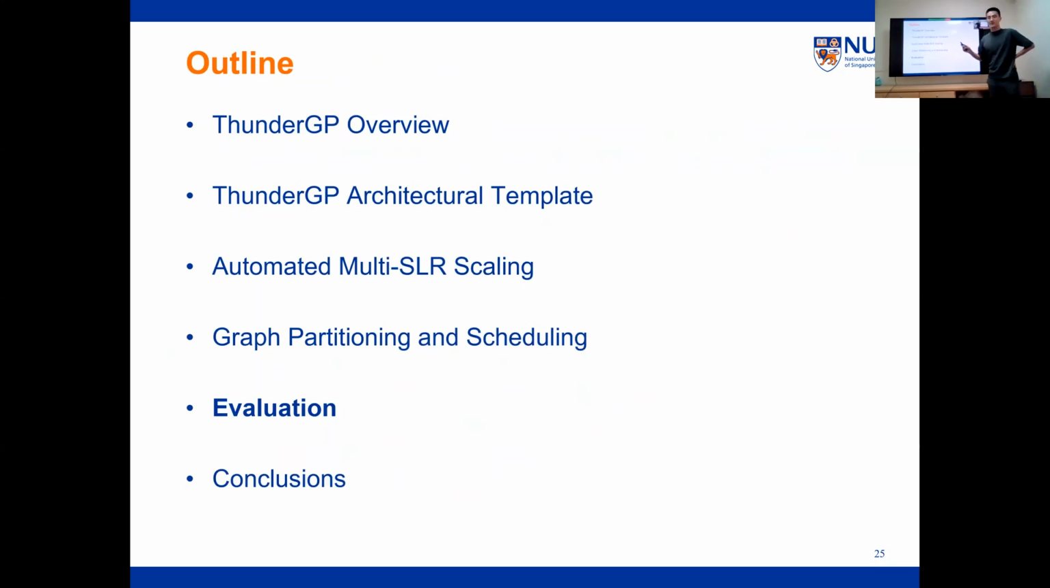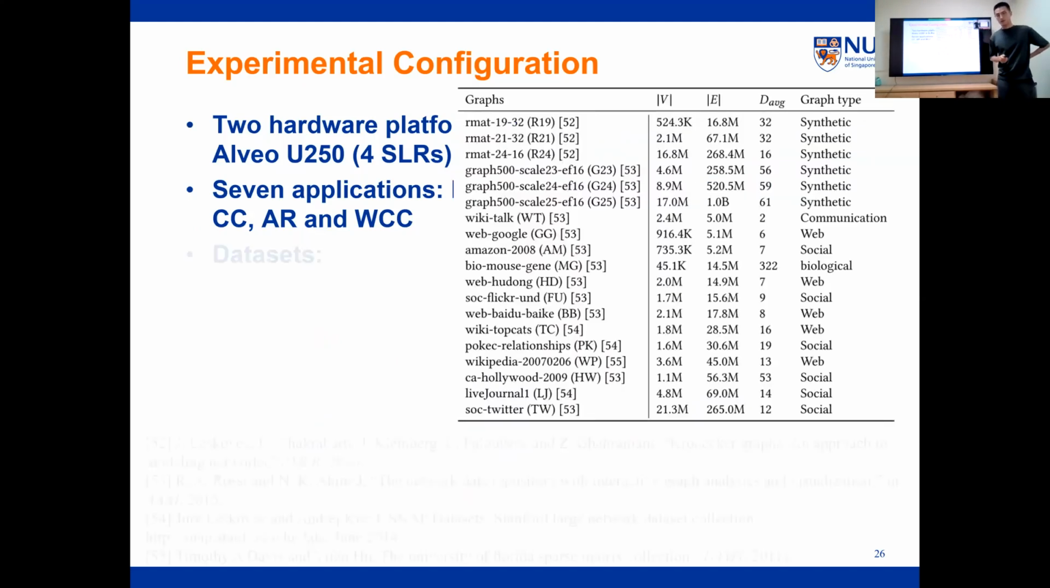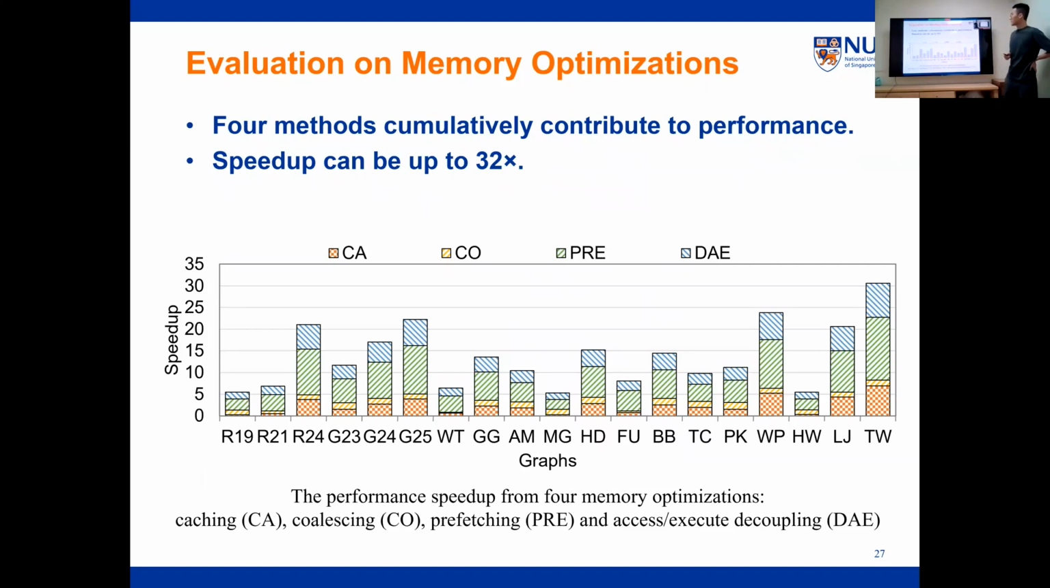Next, I will show you the evaluation. We conduct the experiments on 2 hardware platforms and 7 applications, as well as 14 publicly available datasets. Firstly, we evaluate the memory optimizations of the accelerator template. As you can see from this figure, 4 methods cumulatively contribute to the performance, and the final speedup can be up to 32 times here.